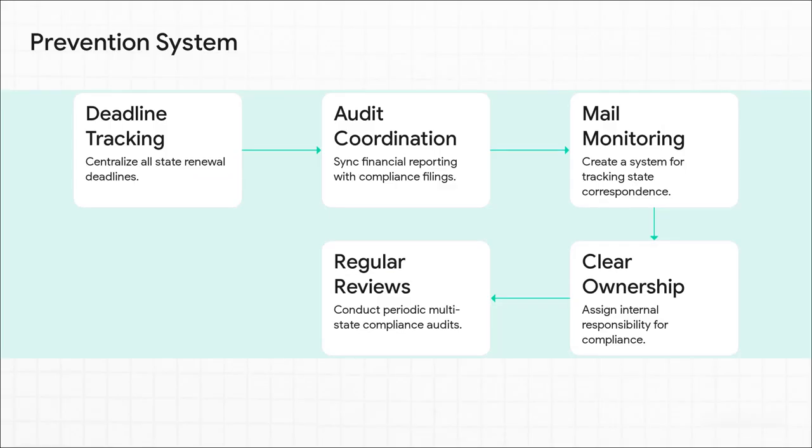So, what does a good prevention system look like? Well, it starts with having a centralized way to track all your state deadlines. It includes tight coordination between your finance team preparing the audit and Form 990 and the team that's handling the state filings. You absolutely need a system for monitoring all correspondence from state agencies, clear internal ownership so someone is responsible for compliance, and finally, regular reviews of all your multi-state obligations.